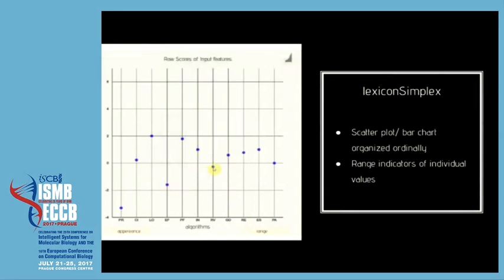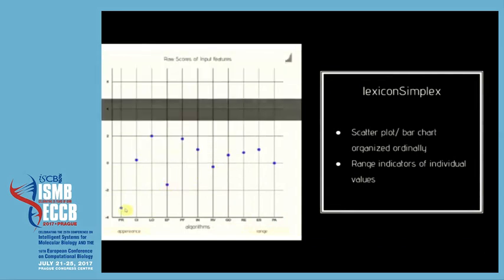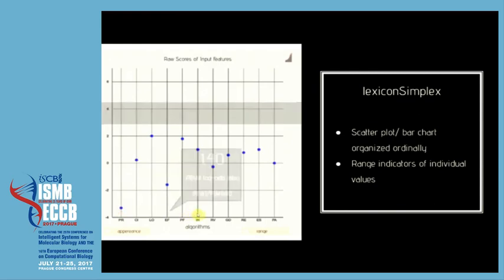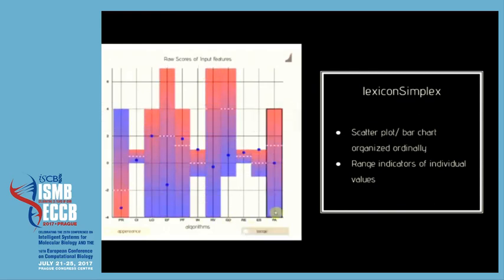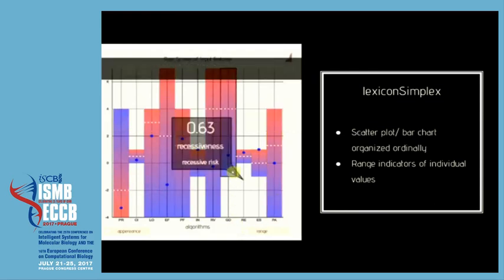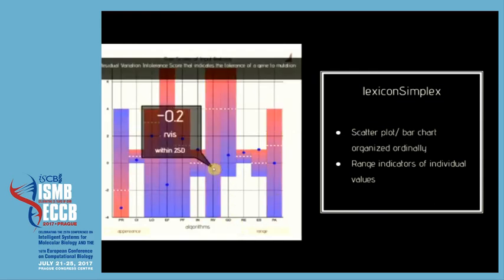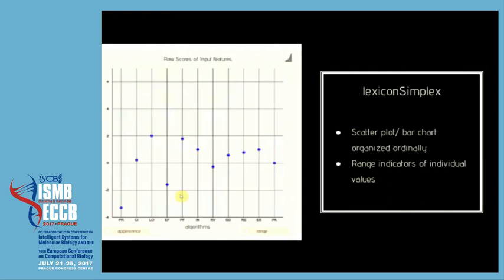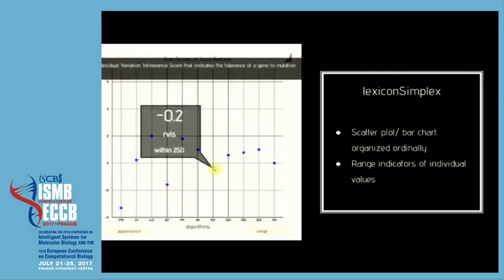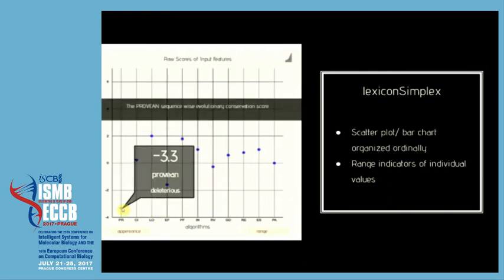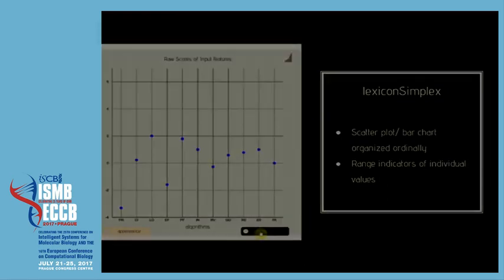This Simplex is also a scatter plot bar chart organized ordinally on the x-axis. So as a developer, you get the control. They share the common y-axis, but their range, meaningful range, can be different. In each range, there's a gradient showing the red part, the deleterious, and the blue benign. And when you mouse over, you get an idea about the score's value and its interpretation. And I think it is quite important for the medical doctors as well.